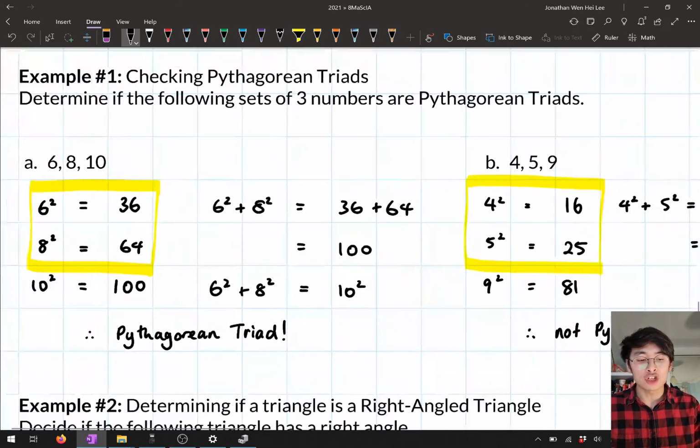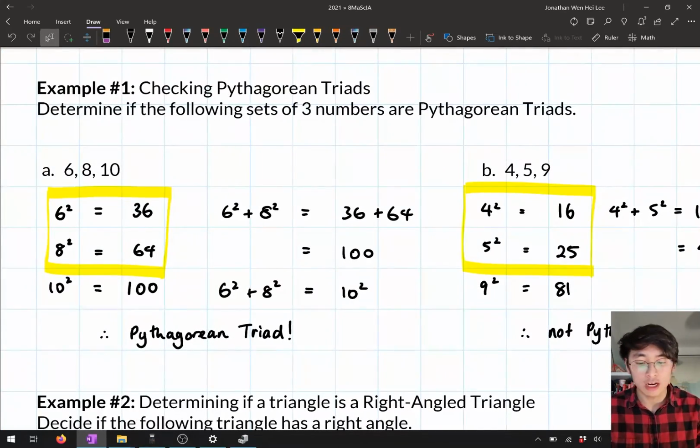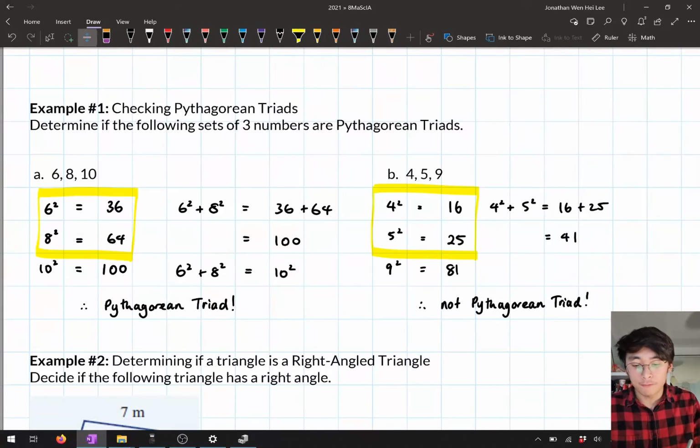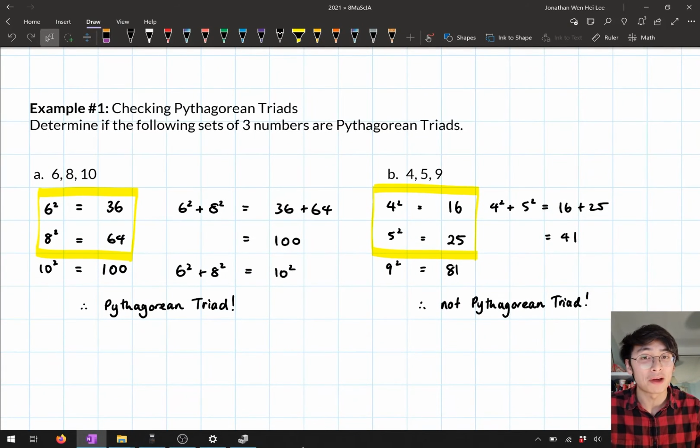So Pythagorean triads are sets of three whole numbers that fulfill or meet the criteria of Pythagoras' theorem: a squared plus b squared is equal to c squared. And if we square the two smaller numbers and add them together and it doesn't equal the square of the larger side, that means that we don't have a Pythagorean triad.